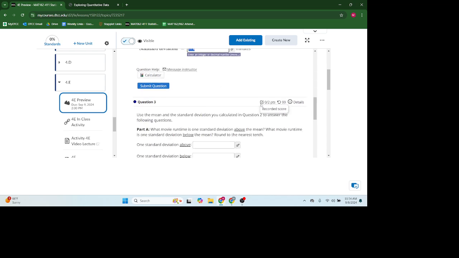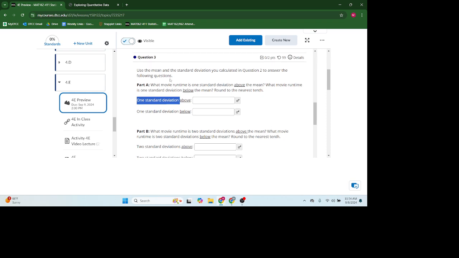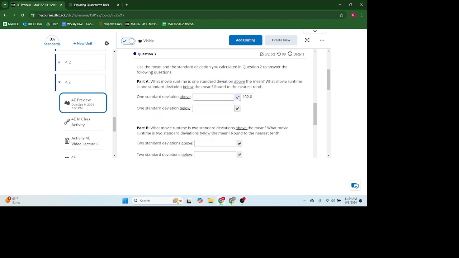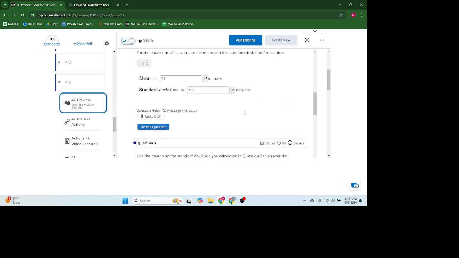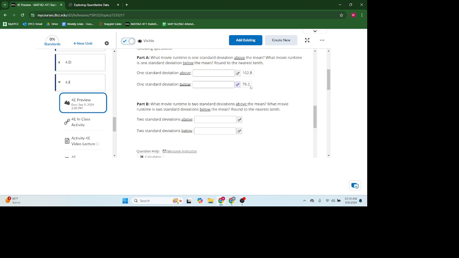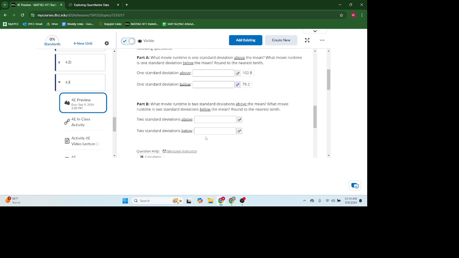That's standard deviation. Now we're going to describe standard deviations, again as a typical distance from the mean. How do we find one standard deviation above and below? If I take 11.8 and add it to 91, that gives me the value above, which is 102.8. If I take 91 and subtract 11.8, that gets me 79.2. Try to do the same thing for part B. I'm going to leave that for you so I don't do the whole assignment for you. This time add it twice and subtract it twice and see what you get. It does say round to the nearest tenth, so make sure you are rounding to the nearest tenth like you have here.